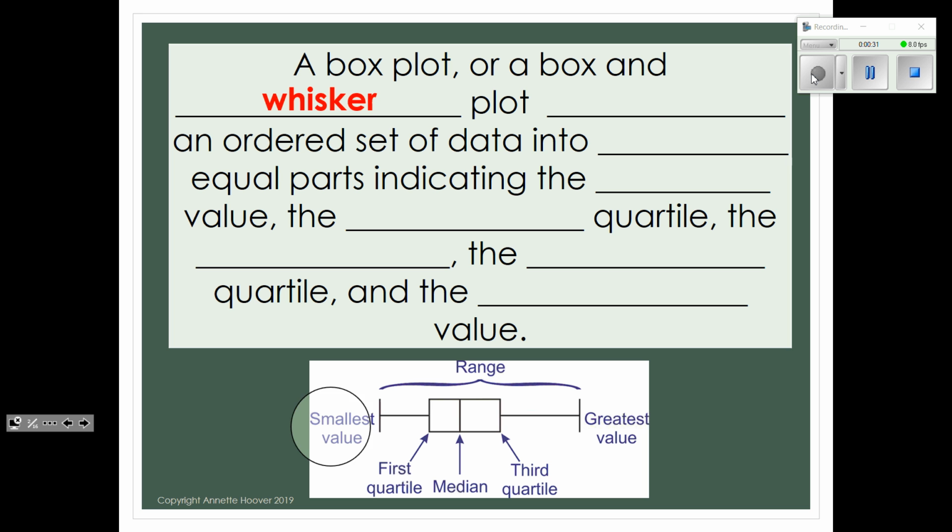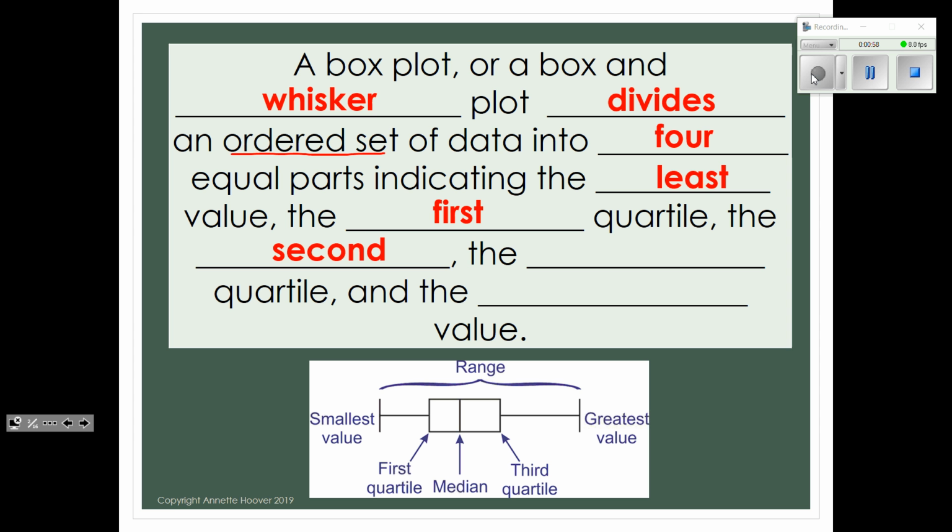What a box and whisker plot does is it divides an ordered set. Ordered set means that the numbers that are given are put into chronological order. That's what an ordered set is. An ordered set of data into 4 equal parts. It includes the least value, the first quartile, the second quartile, the third quartile, and the greatest value.